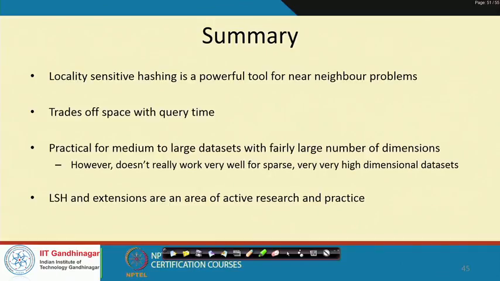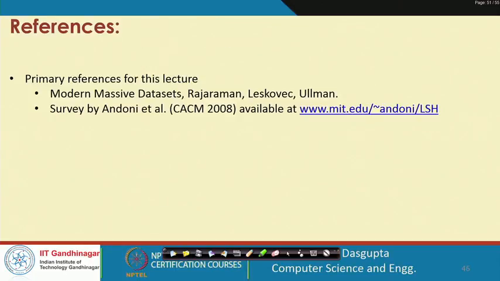There are some active lines of research here, and if you are interested, you should look at some of these references. One of them is the book that we have pointed to in the syllabus, Mining of Massive Datasets by Rajaraman, Leskovec and Ullman, and the other is this excellent survey, as well as a number of other very recent papers by Alex Andoni, on the page that he maintains on LSH at MIT.